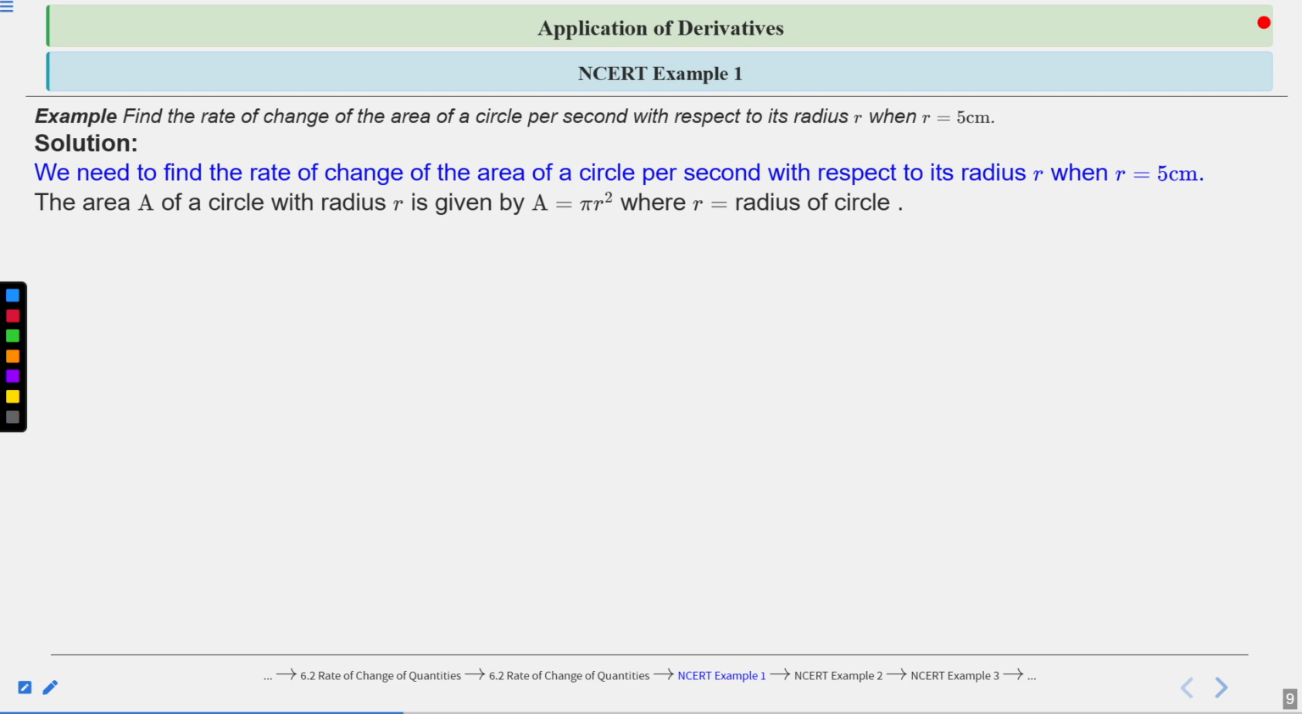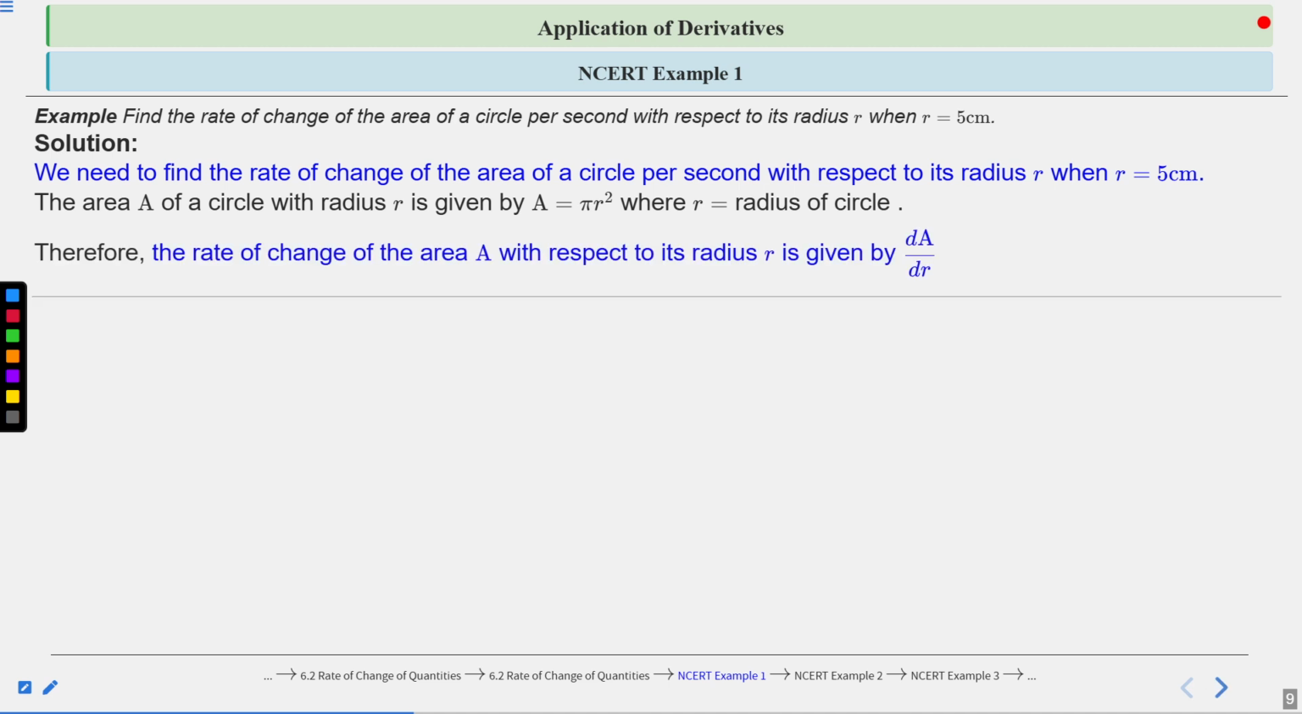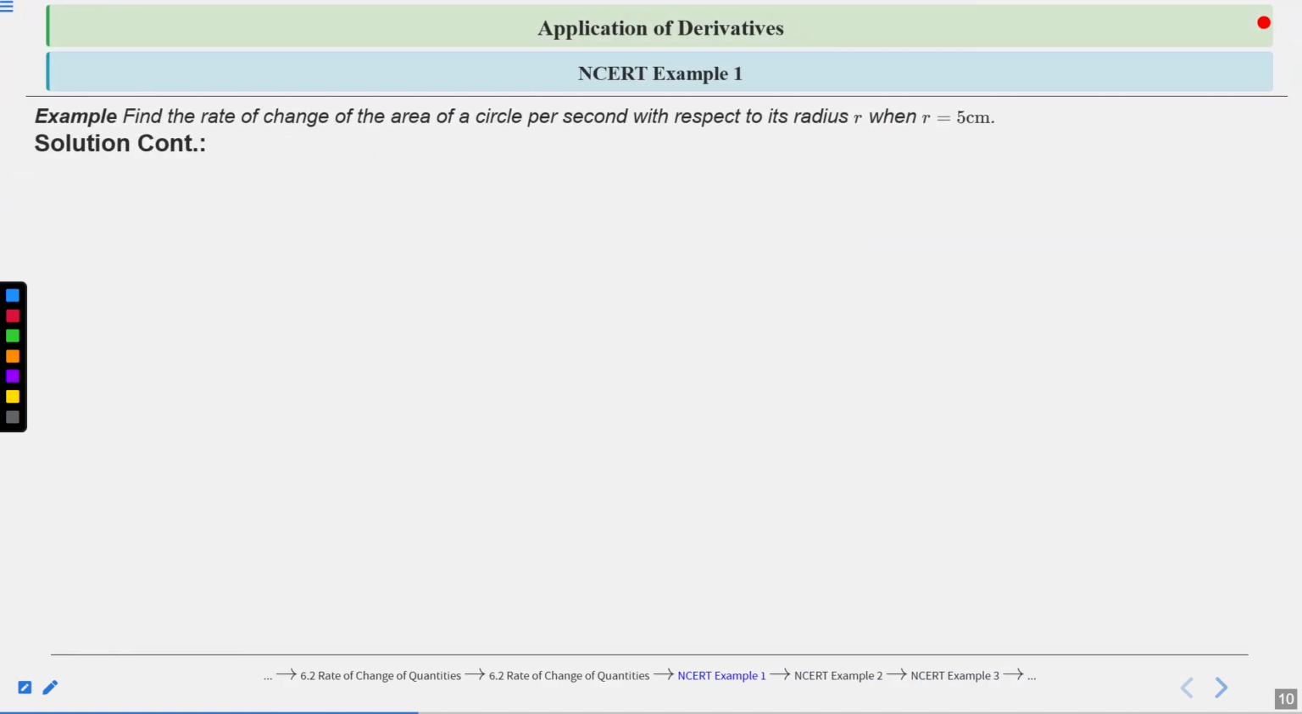Area is equal to pi r square, where r is the radius of the circle. Therefore, the rate of change of area A with respect to its radius r is given by dA upon dr. Now, we find the value of dA upon dr at r equal to 5.